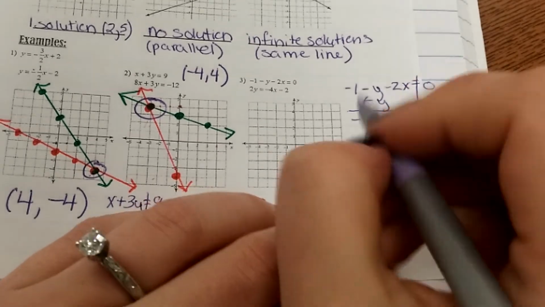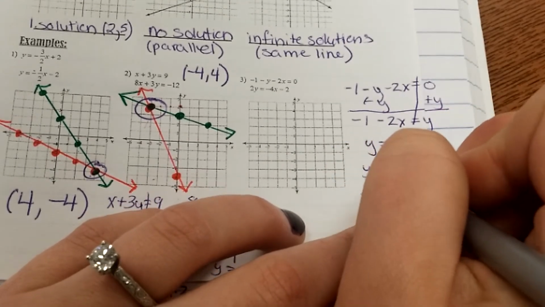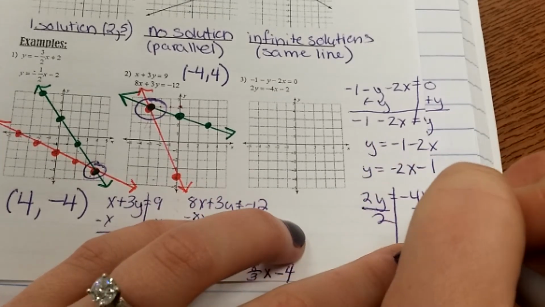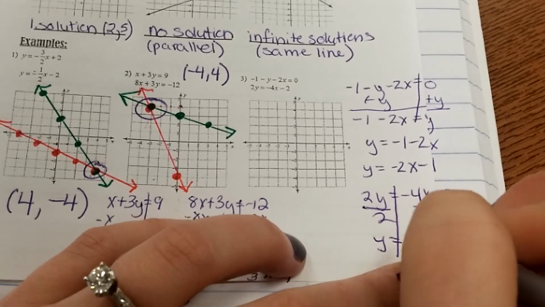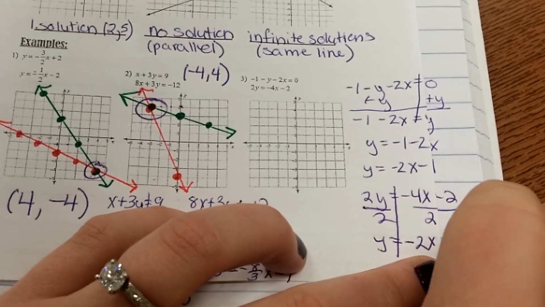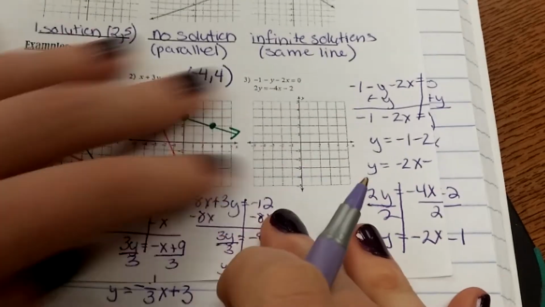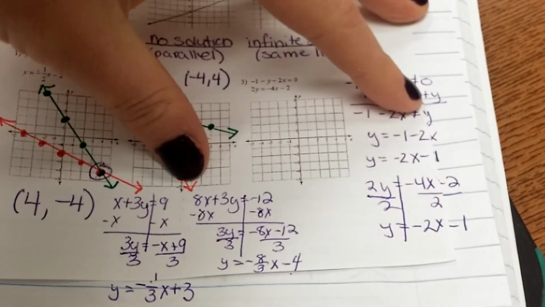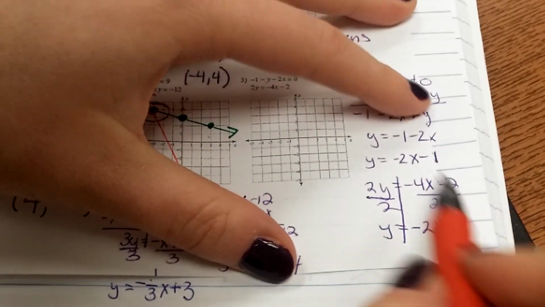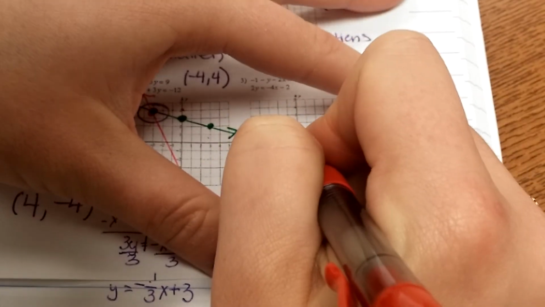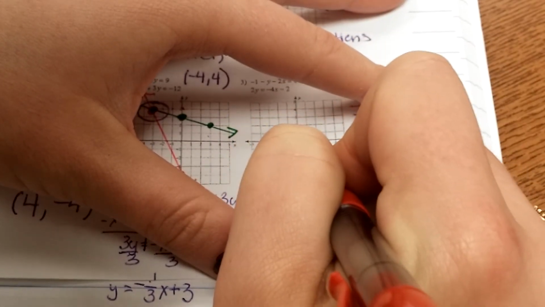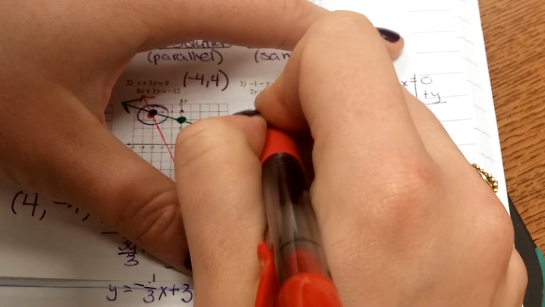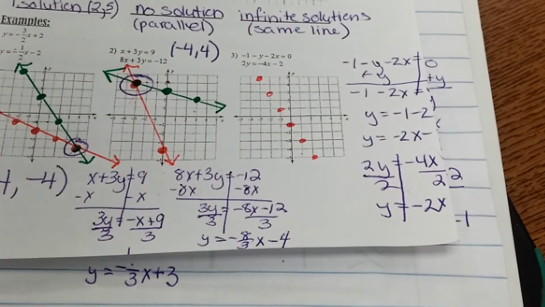All right, second equation, I have 2y is equal to negative 4x minus 2. I would have to divide both sides by 2. And I have y is equal to negative 2x minus 1. Okay, so I can go ahead and graph those. And you'll notice something very interesting happening. So I go down to negative 1, slope of negative 2 means I go down to the right 1, down to the right 1, up to the left 1, up to the left 1, up to the left 1. Draw my line.